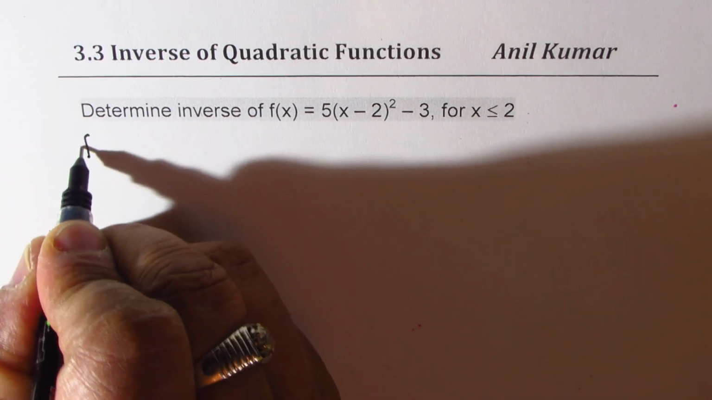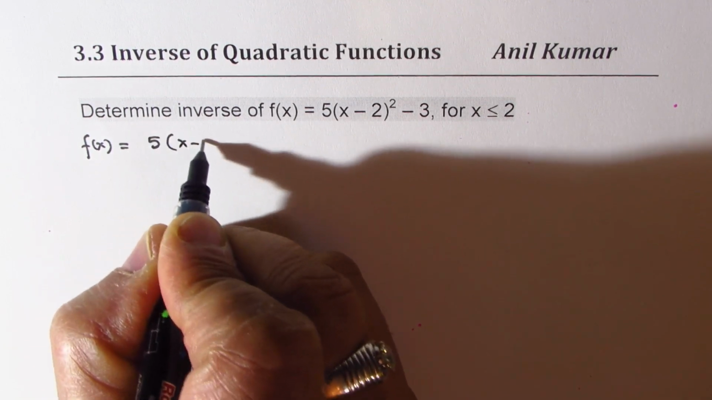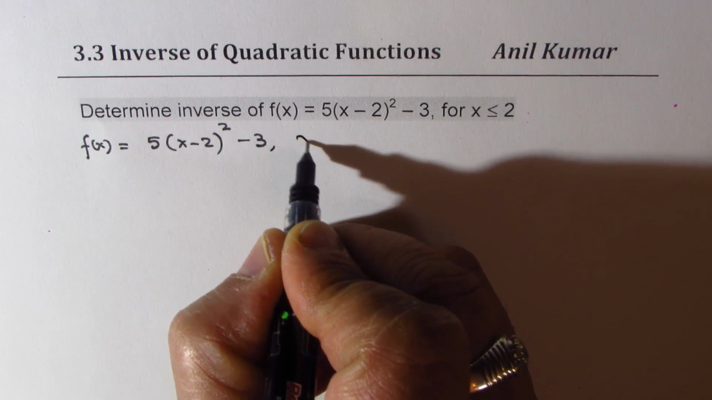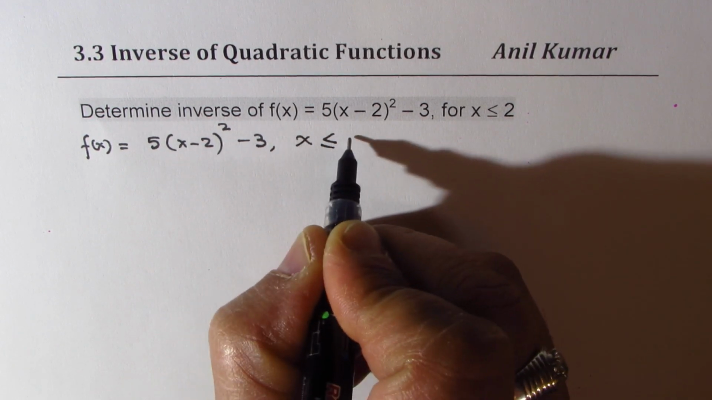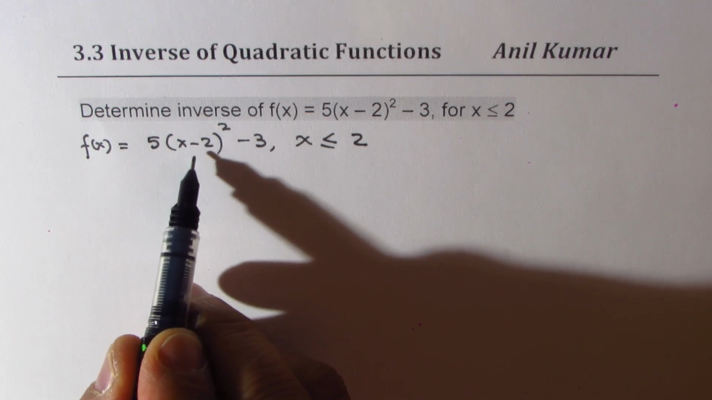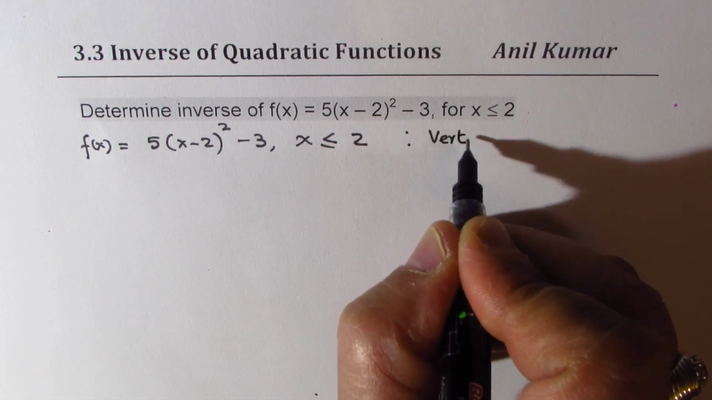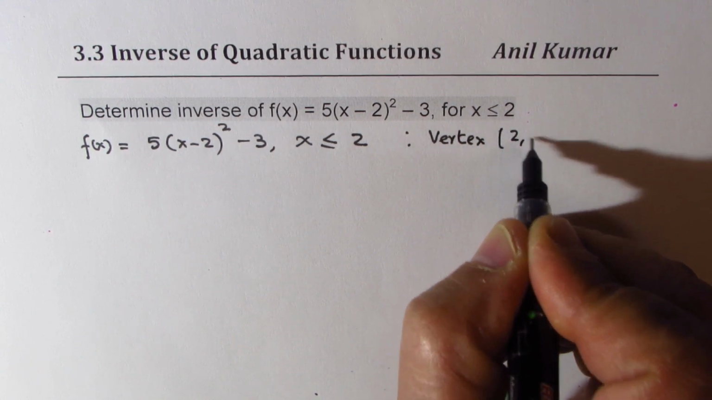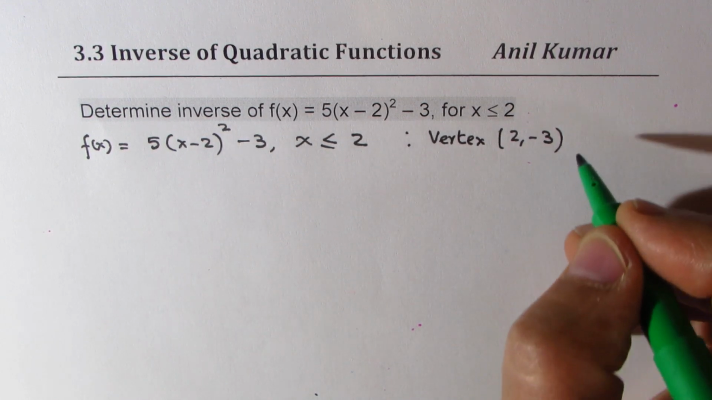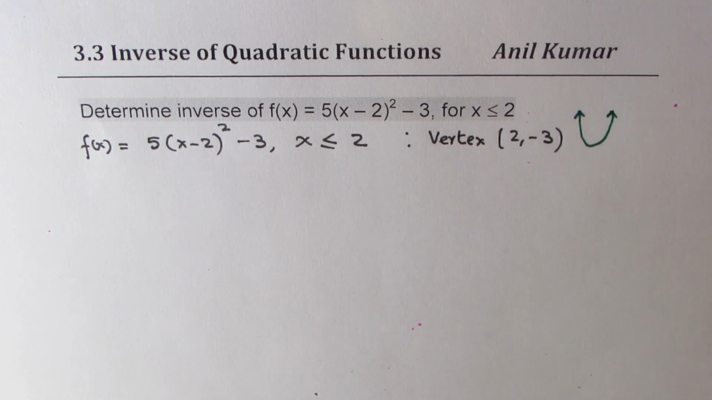We are given the function f of x equal to 5 times x minus 2 whole square minus 3, and we are also given that the domain is restricted and is less than equal to 2. Now x equals 2 is the axis of symmetry, right? As you can see here, the vertex is at 2, minus 3, and this is a parabola which opens upwards. Okay, so that is what is given to you.